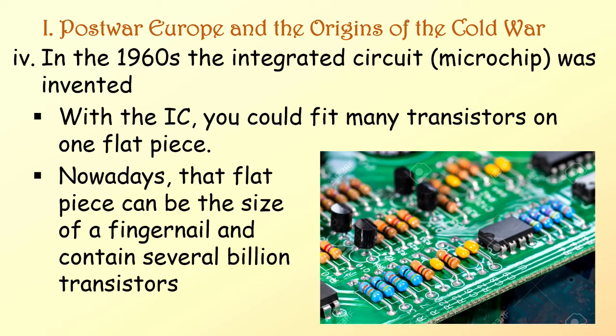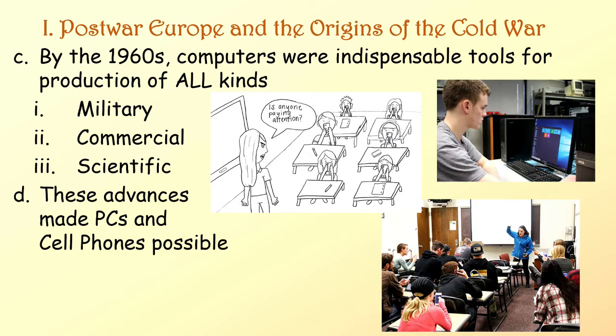In the 1960s, the integrated circuit, the microchip, was invented. With the IC, you could fit many transistors on one flat piece. Nowadays, that flat piece can be the size of a fingernail and contain several billion transistors. By the 1960s, computers were indispensable tools for production of all kinds: military, commercial, scientific. These advances made PCs and cell phones possible.